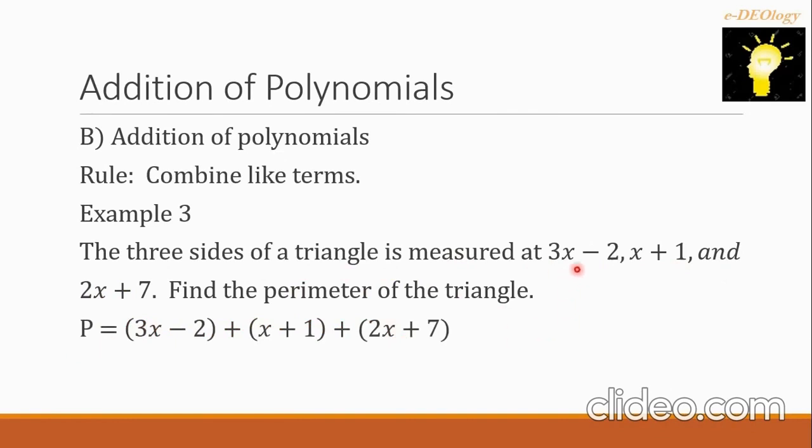So I collected the 3x minus 2, that is the first side, x plus 1, that is the second side, the 2x plus 7, that is the third side. And then we simply collect the like terms. The 3x, the x, and the 2x, we combine them together. We'll get 6x, and the constants negative 2, positive 1, positive 7, we will get positive 6. So 6x plus 6. This is our final answer. This is the perimeter of the triangle.